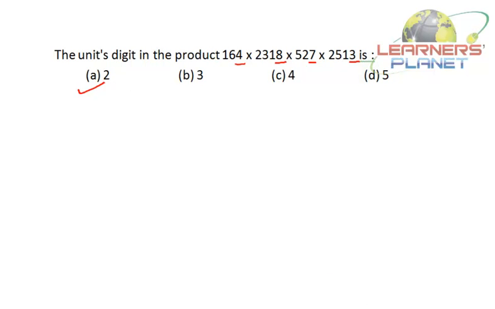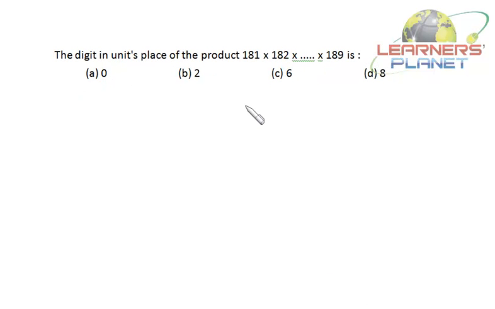This case is very simple. In the entire sequence, one number 185 will be there definitely, and there are even numbers also. So if we multiply 5 to any even number, a 0 will be produced. Okay friends, so at the units place we'll be getting a 0 only.